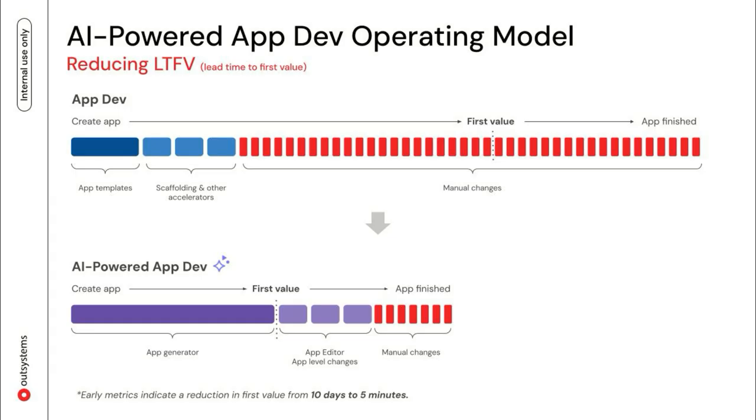By using our Mentor technologies, you can reduce the lead time to first value and deliver fully baked applications in a fraction of the time it would take to build apps using traditional code. Our early metrics are showing LTFV improving in some cases from a previous time to value of 10 days to an incredible realization of first value in only 5 minutes.